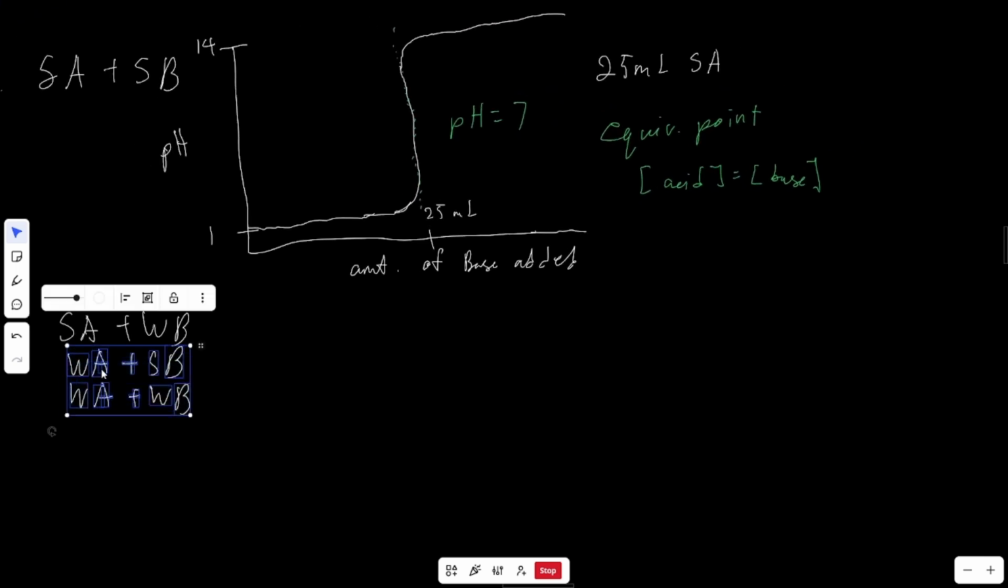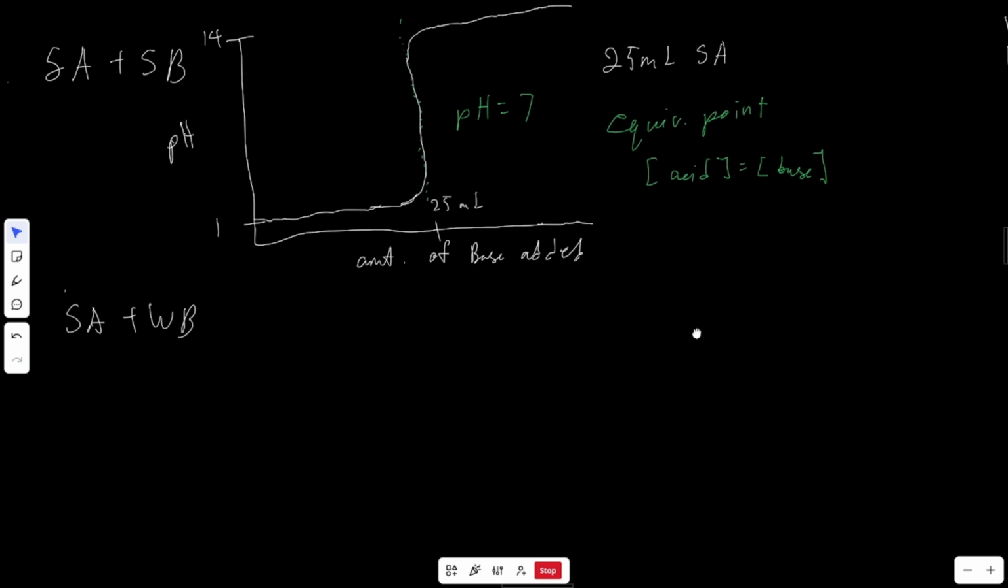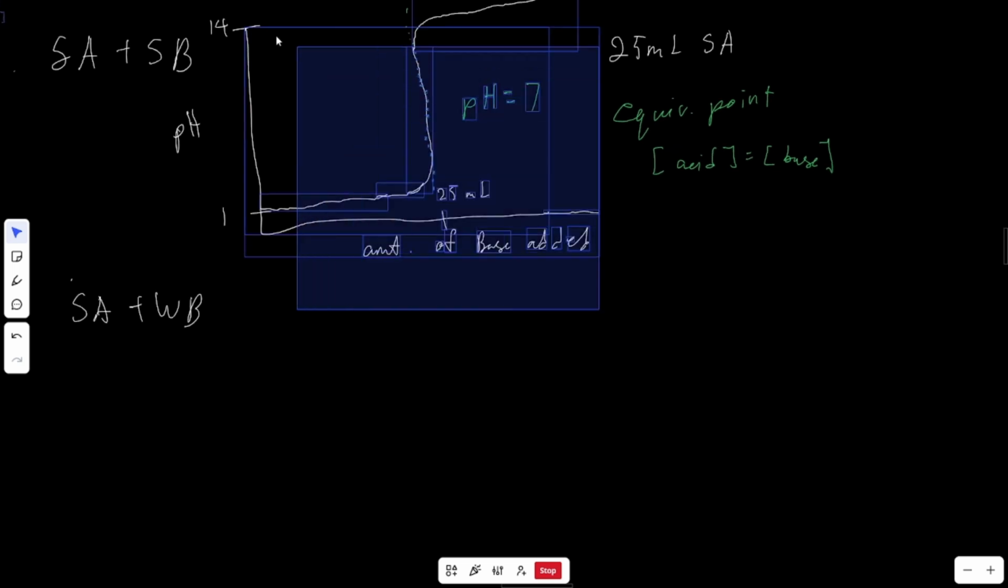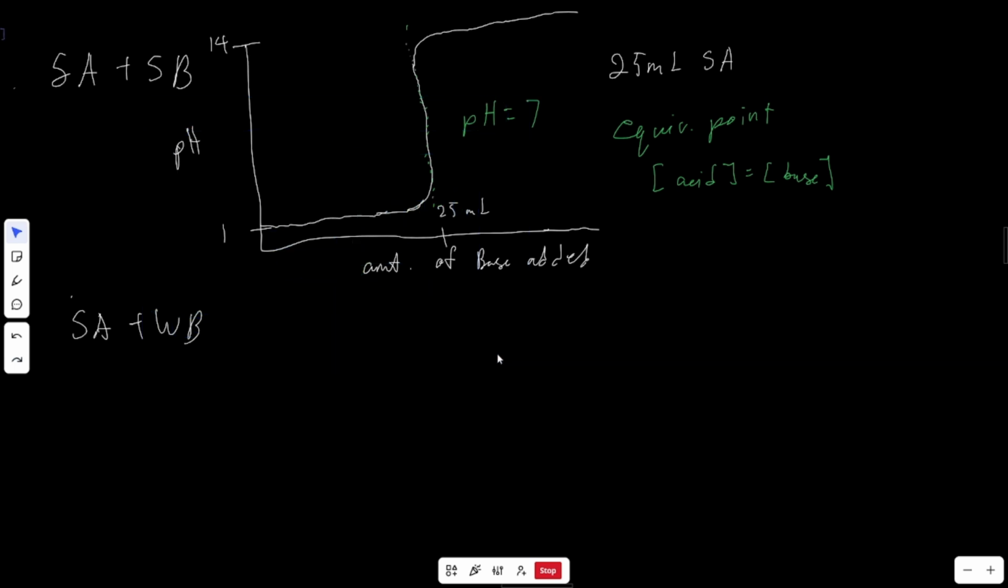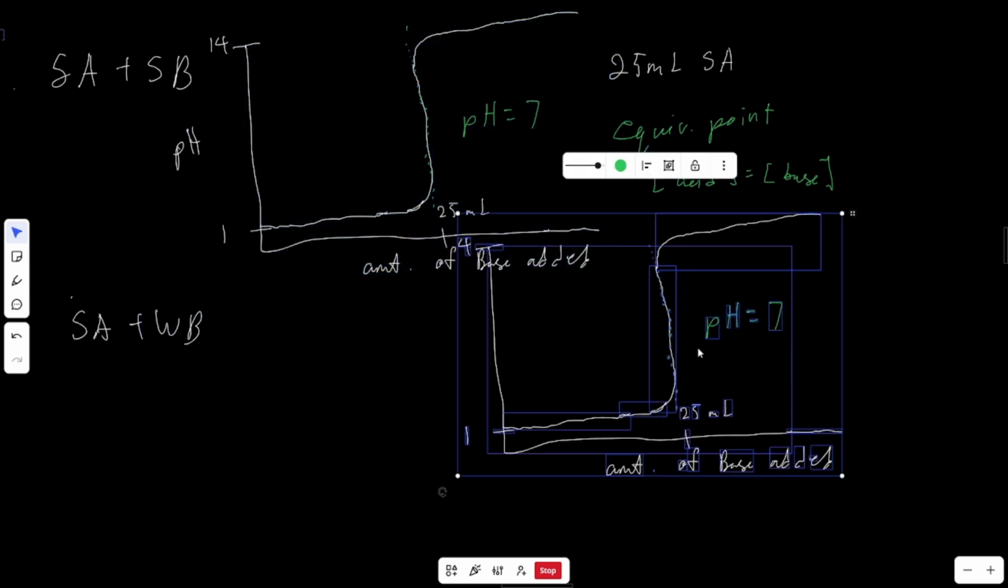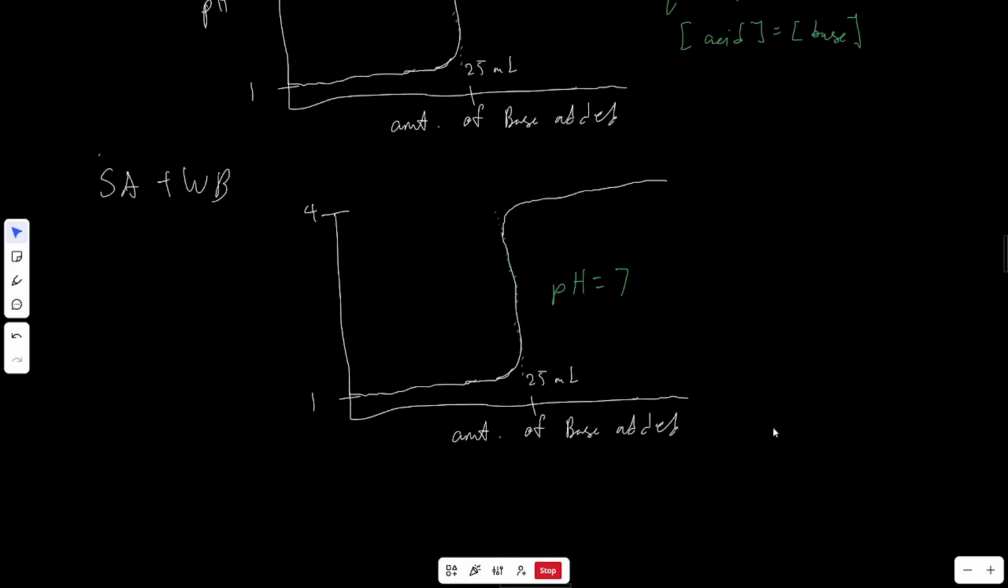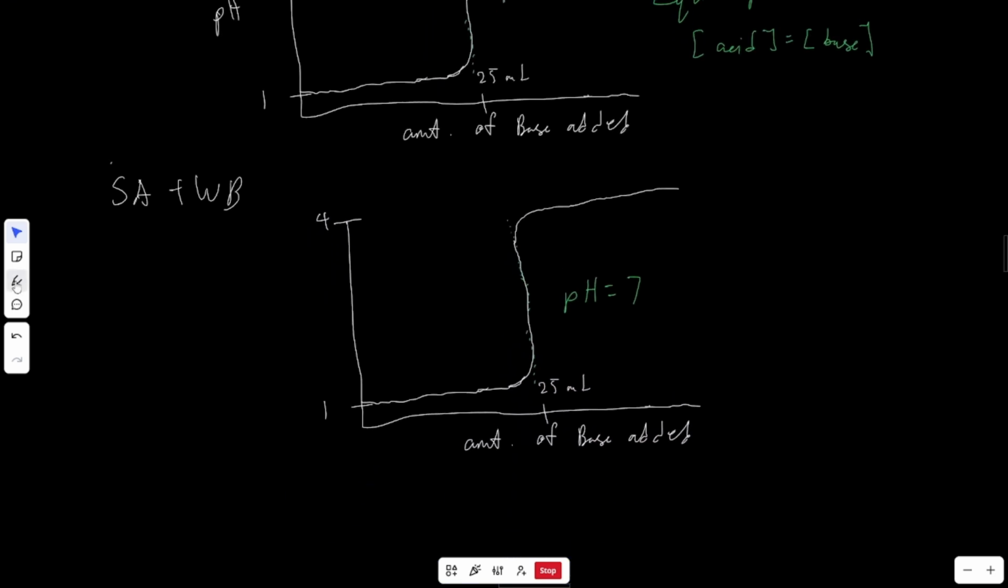Let's try this time with a strong acid and a weak base. So a strong acid and a weak base, let's just copy this. Okay, so we're gonna put this down here, right there. Now we're just gonna remove everything else.